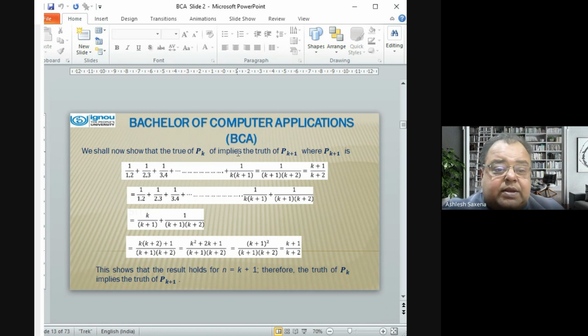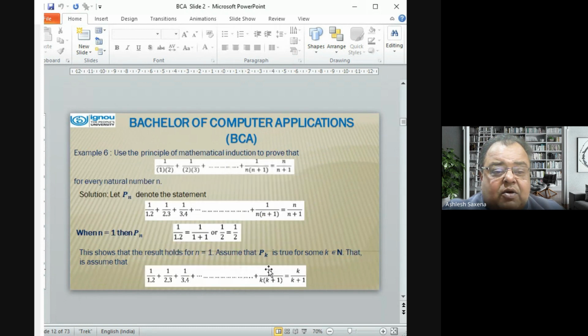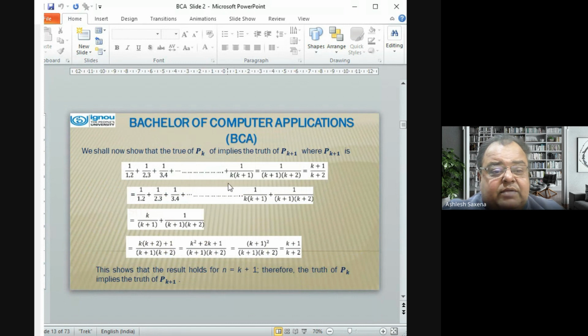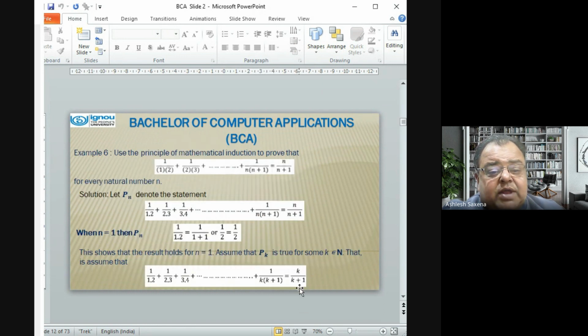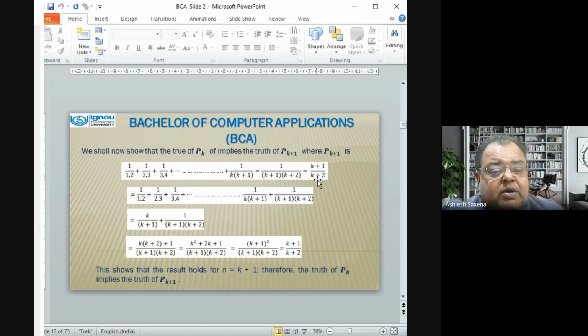I'm repeating it. This is what you have written on the left hand side, and you have to add k plus 1. So replace this k by k plus 1. So this will become k plus 1, and this k plus 1 will become k plus 2. And on the right hand side, you have this k upon k plus 1. So that will become k plus 1 upon k plus 2.